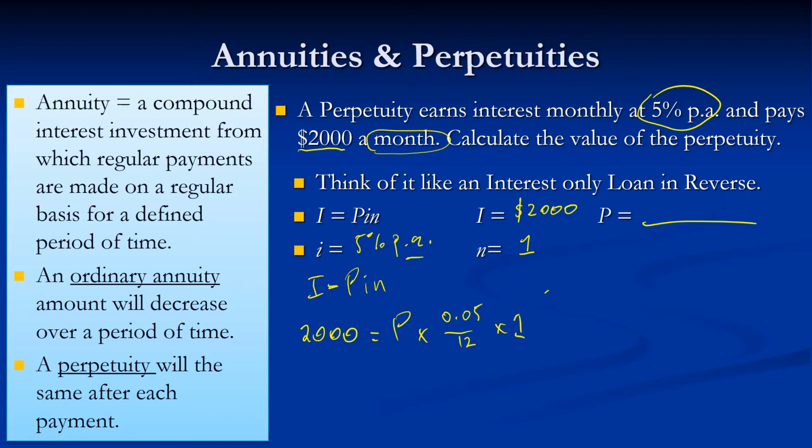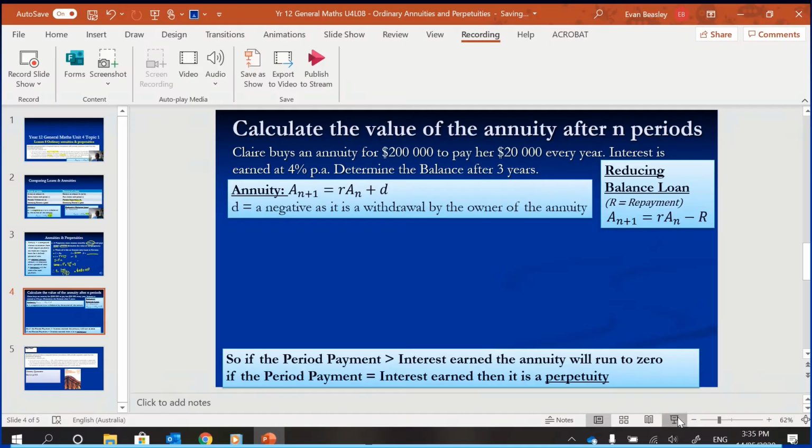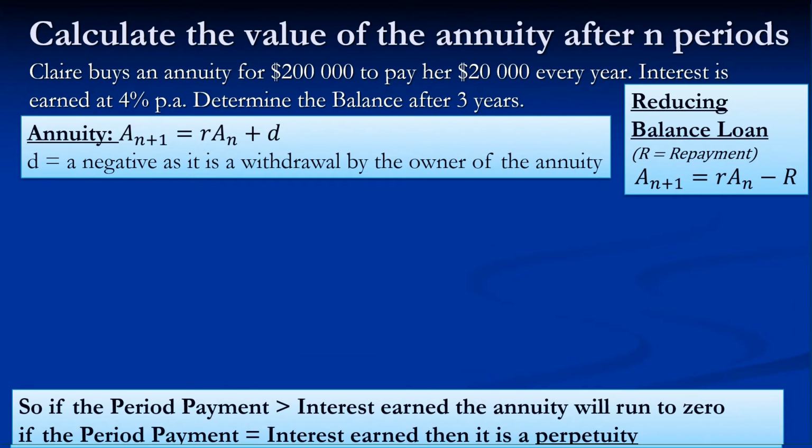Now we can rearrange this. So we just say, therefore the principal is equal to $2,000 divided by the interest term. And because it's time one, we can ignore that. So we just get out our calculator and give that a crack, and that should get you to $480,000.